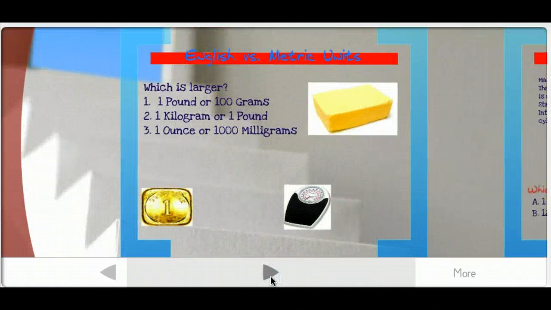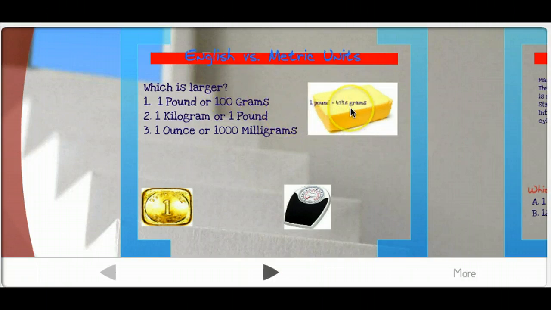So going into the slides, last class we discussed some of the differences between English units and metric units, and again in science we primarily focus on our metric units. So we're going to look at this comparison to give you somewhat of an understanding of how they line up or match up. So if we're looking at 1 pound versus 100 grams, which one do you think is larger? Is it 1 pound or is it 100 grams? From the information we know that 1 pound is a lot larger.